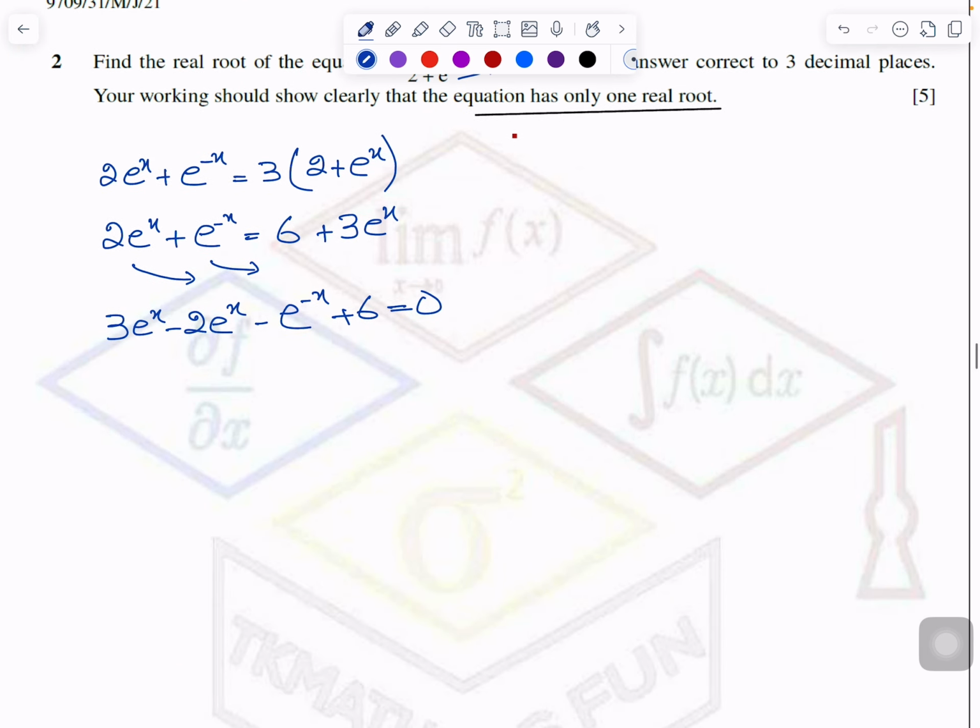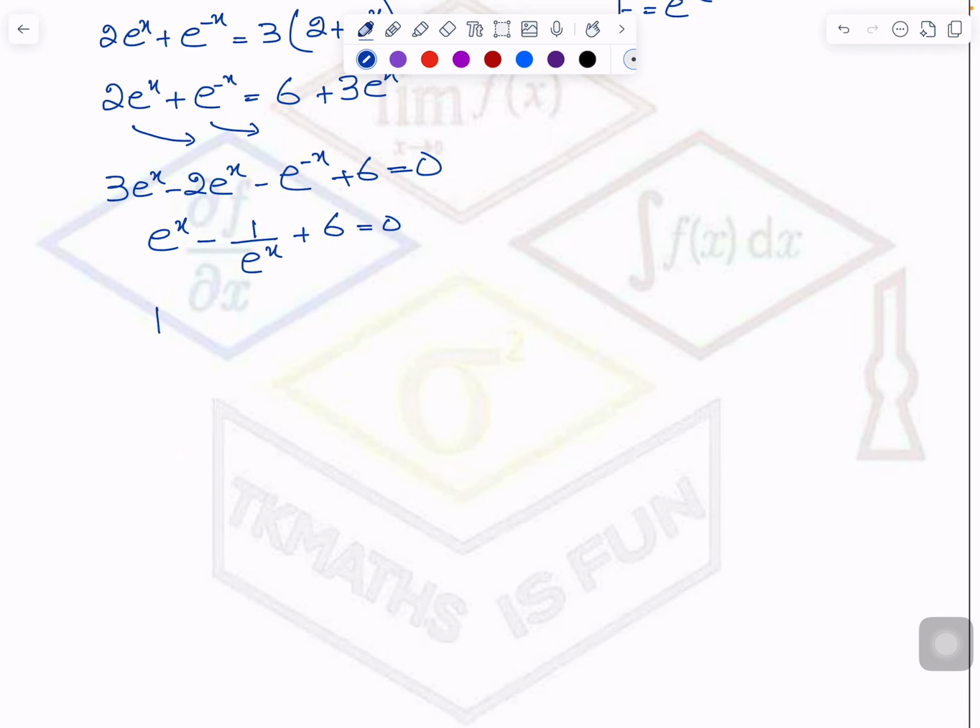After that, because these are like terms, 3 minus 2 is 1. So it is 1 e^x, and we don't usually write the 1. And here I can write it in this form. Now I will take a substitution. Let me take t equals e^x. So it will become t minus 1 over t.